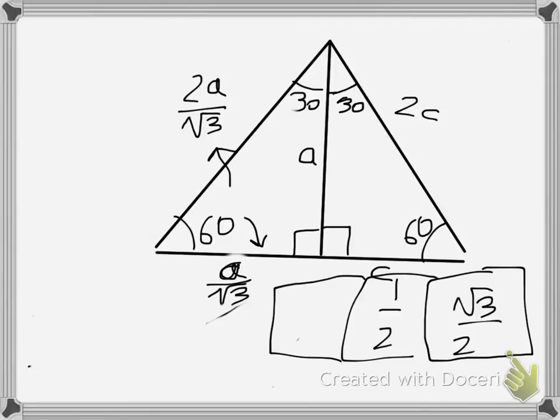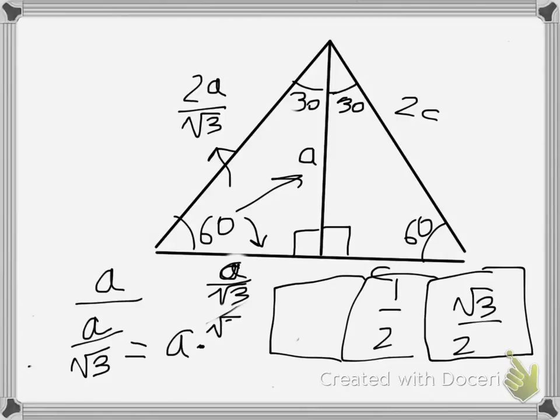Now finally let's do tangent, which is opposite, which is a, divided by adjacent, which is a over root 3. This is the same thing as a times root 3 over a. If you cancel the a's, we get that the tangent of 60 degrees equals the square root of 3.